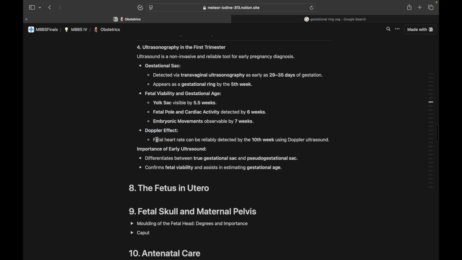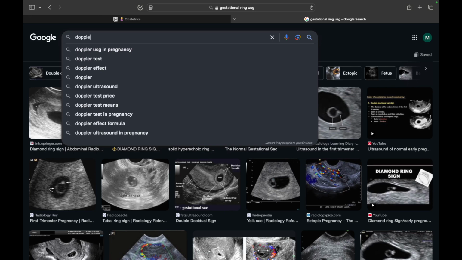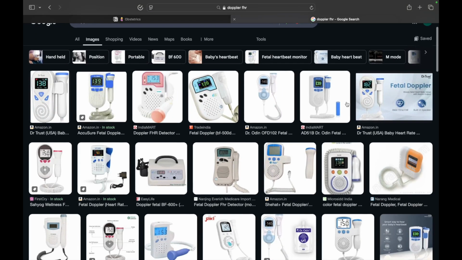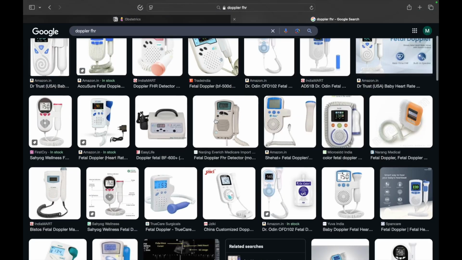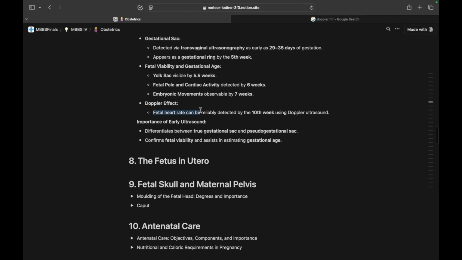Lastly, coming to Doppler effect. Fetal heart rate can be reliably detected by the 10th week using Doppler ultrasound. So at the 10th week we can use Doppler ultrasound to detect the fetal heart rate. So let's see Doppler, FHR. You might have seen this instrument or device in the OPDs a lot. That is what it does, measuring the fetal heart rate.